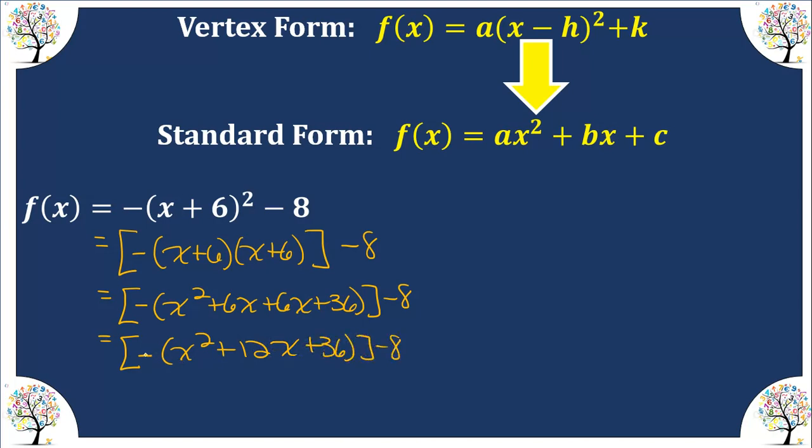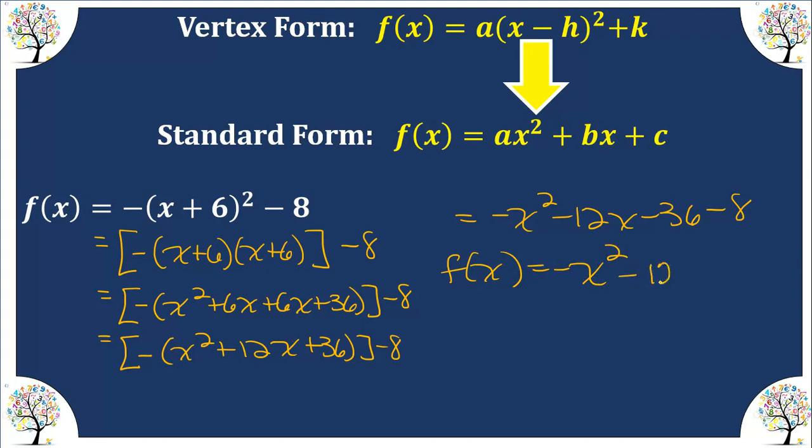Now, when I distribute this understood negative 1, it only goes to this trinomial. I have negative x squared minus 12x minus 36, and then the minus 8. So our final answer in standard form is negative x squared minus 12x minus 44. Notice my a value is negative 1, just like it was in vertex form. My vertex would be negative 6, negative 8. My y-intercept would be 0, negative 44. Our parabola turns down, so this tells us a lot of what the parabola would look like without graphing.